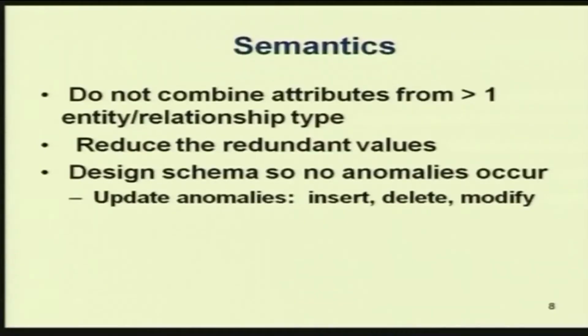Let us first talk about semantics. You must not combine attributes from more than one entity relation type. You should not combine, as that does not make the semantics clean. That is, you must not have, for example, an employee name in an employee table, and then also the address of the employee's employer. The address of the employer should not come there. So, there should be a grouping of attributes associated with a single entity in a table.